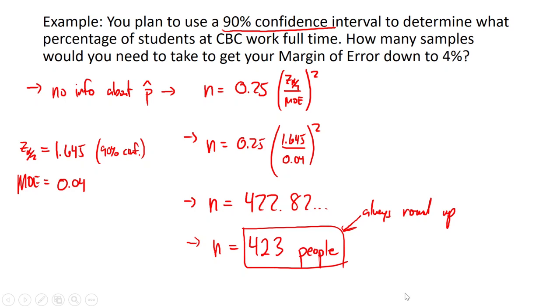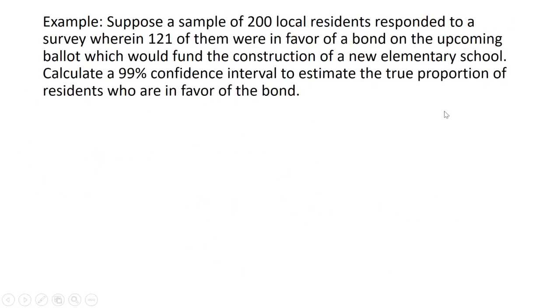Okay. Now, this is not always the case. Sometimes you do have prior information. So I think I have one more example, and then we'll do a sample size calculation with it. First we'll do the interval, and then I'll ask you a question about sample size after that.